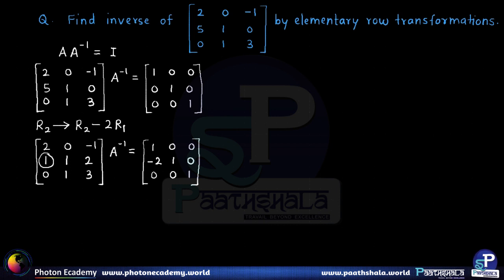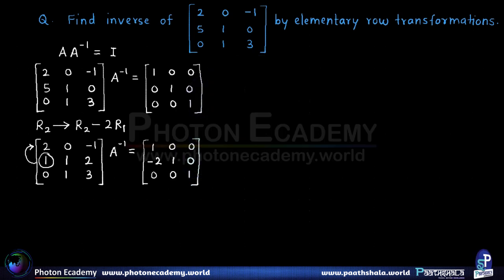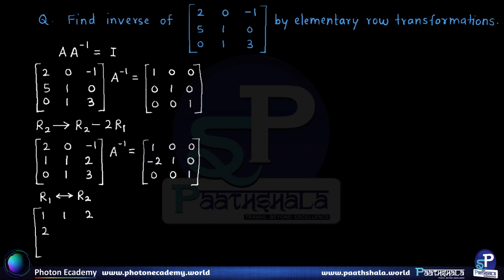Alright, so now if we look at the first column, we have obtained 1, but it is not at its right place, that is, it should be present in the first row. So to do that we simply interchange row 1 and row 2. This is how we are using the row transformations. After exchanging row 1 and row 2, the first row will become 1 1 2, the second row will become 2 0 minus 1, and the third row remains intact, 0 1 3.